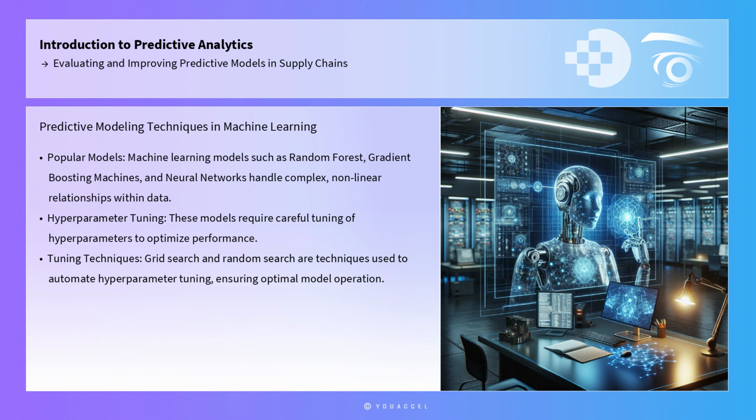These models, however, require careful tuning of hyperparameters to optimize performance. Grid search and random search are techniques used to automate hyperparameter tuning, ensuring that the model operates at its best.